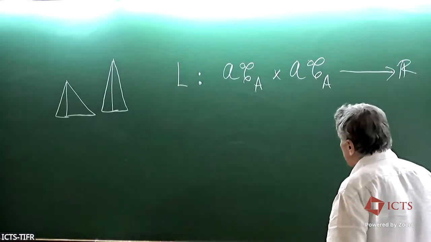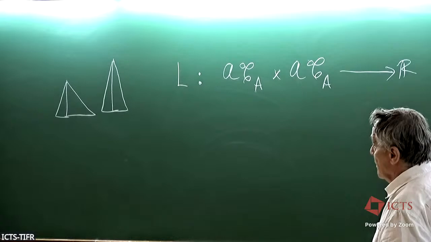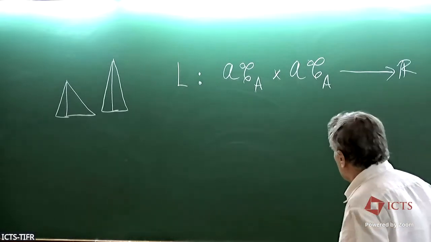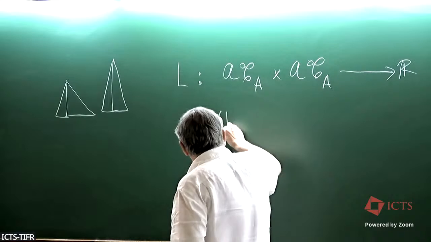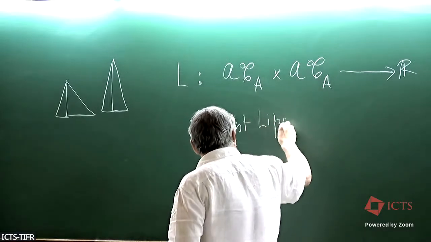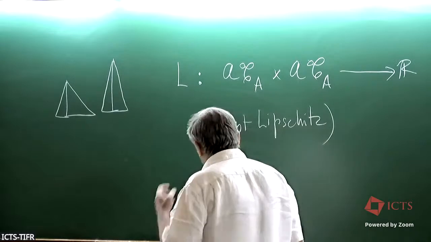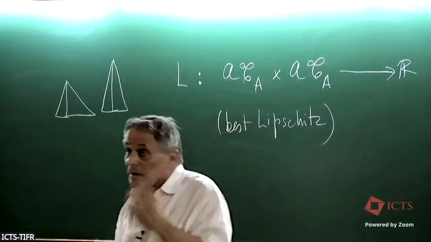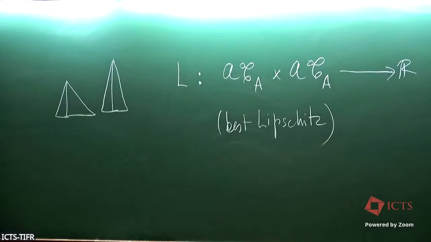This is my distance function between... The first thing I want to prove is that this is equal to something else, like in Thurston's case, where he proves that the distance obtained by best Lipschitz maps is the distance obtained by comparing the length spectrum, right?